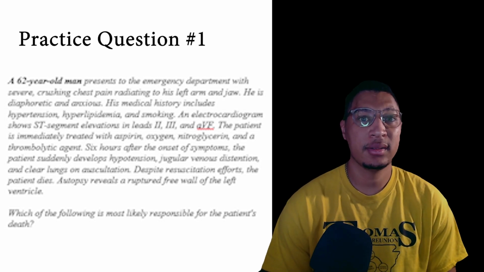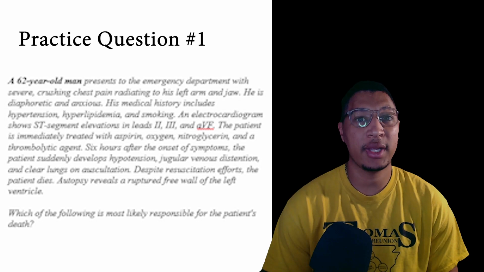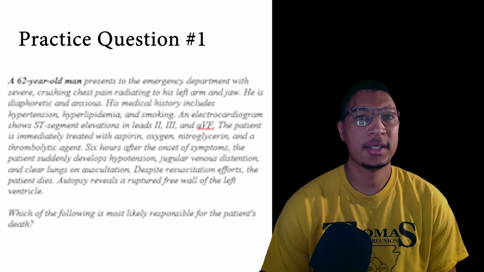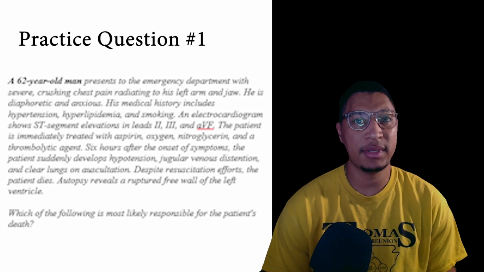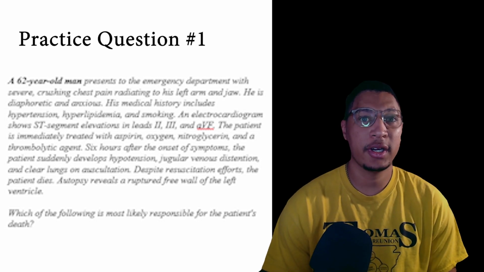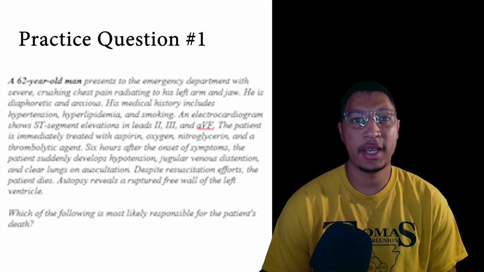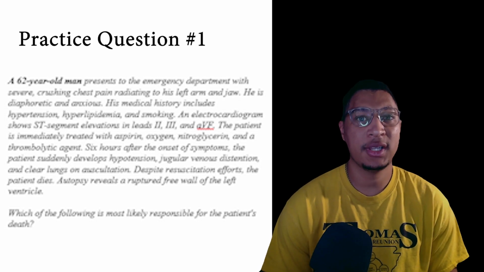A 62-year-old man presents to the emergency department with severe, crushing chest pain radiating to his left arm and jaw. He is diaphoretic and anxious. His medical history includes hypertension, hyperlipidemia, and smoking. An electrocardiogram shows ST segment elevation in leads 2, 3, and aVF. The patient is immediately treated with aspirin, oxygen, nitroglycerin, and a thrombolytic agent.